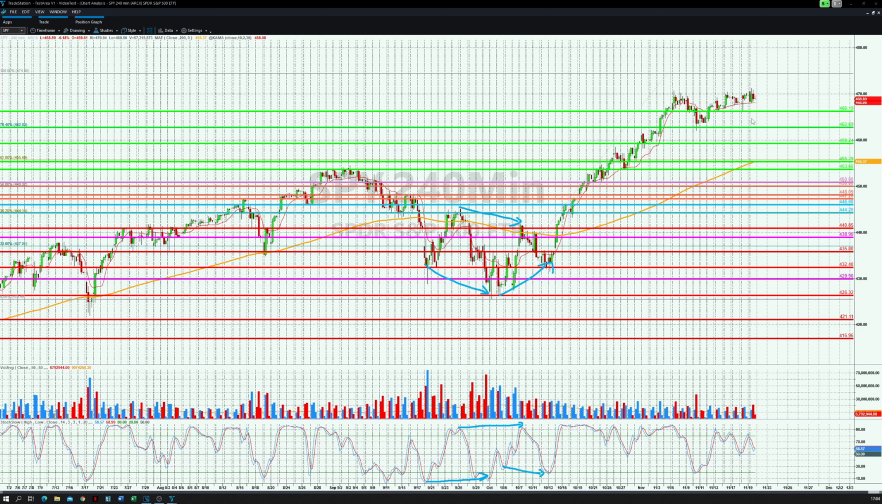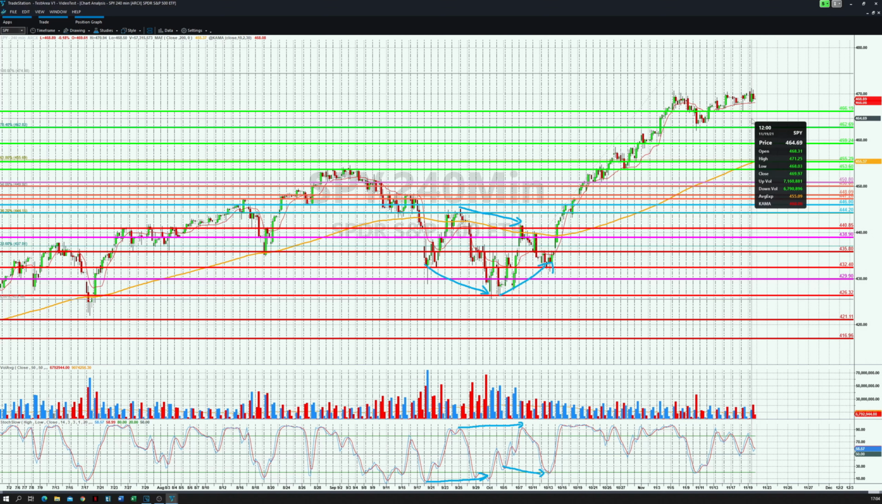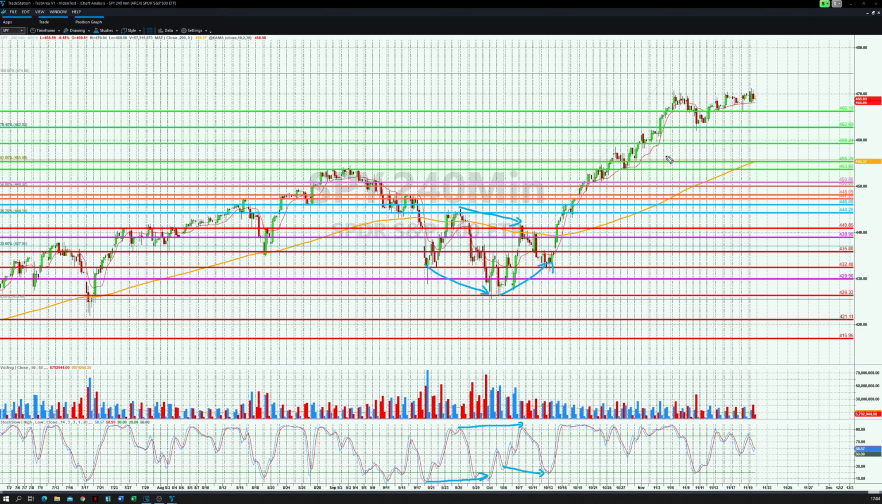Let me check if it closed above. The high was 470, the close, sorry, 469.67. You see it fell short of closing above, but does it mean that the market still has power to go to the upside? So let's check it out. We see here a nice divergence to the upside, which means long continuation. We also see it here, long continuation. And this is the first push.